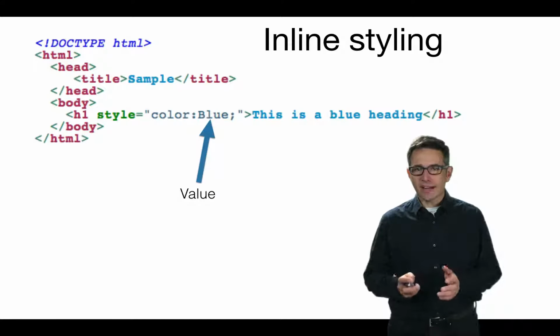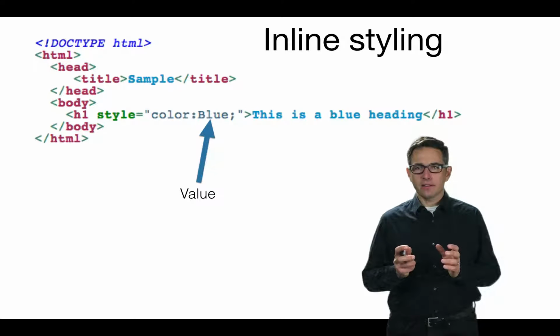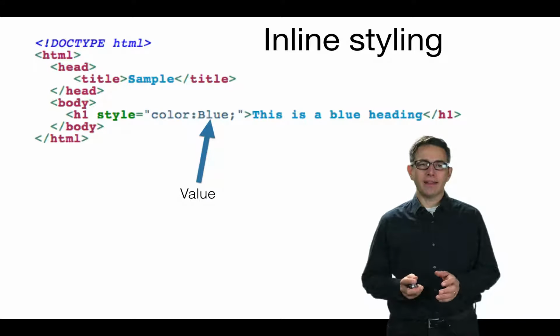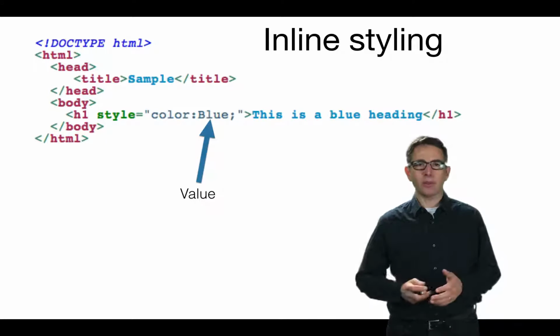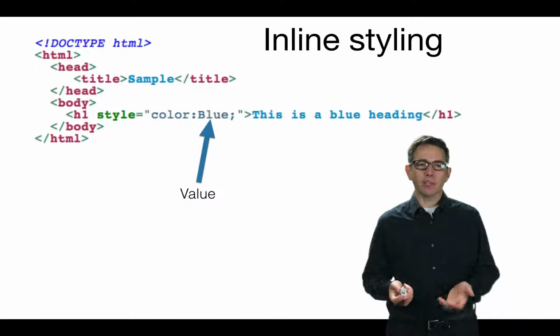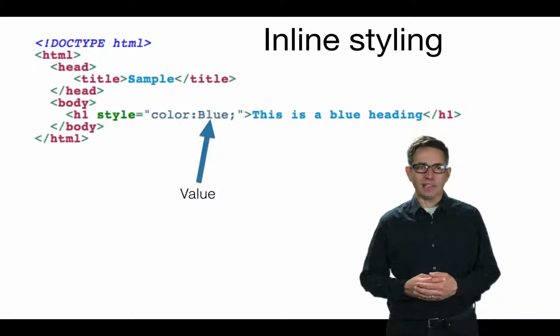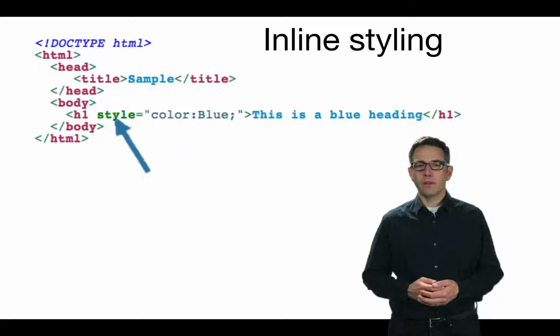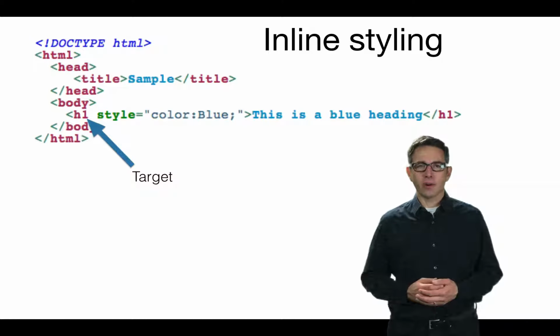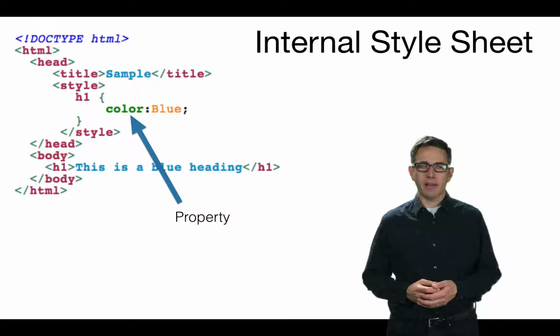Because this is in a style attribute, this styling only gets applied to the tag and its children in which the style attribute is embedded. So for example, the color blue doesn't apply to other tags that we might put in this document outside of this H1. All right, and then the target for this, of course, is just the specific element in which the style attribute has been embedded.